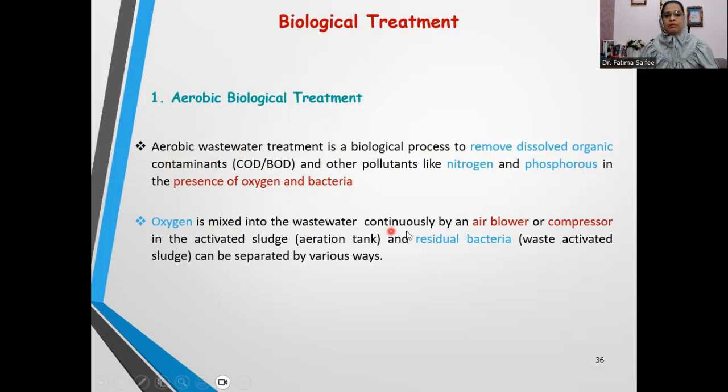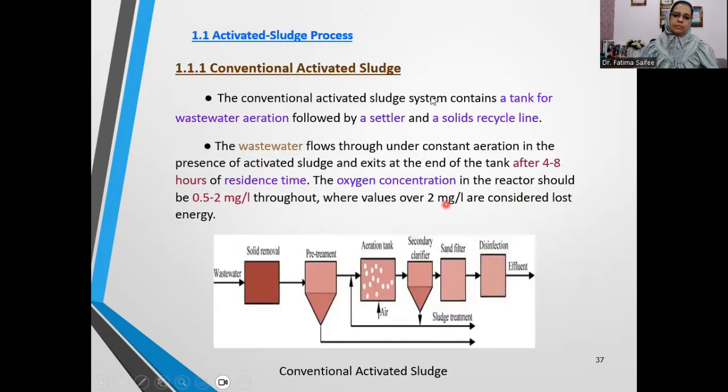Oxygen is mixed into the wastewater continuously by an air blower or compressor. Whenever oxygen is required in any biological process, it will give oxygen to the bacteria, and with the help of oxygen the bacteria will eat the organic matter and convert it into normal waste. Waste activated sludge can be separated by various ways.